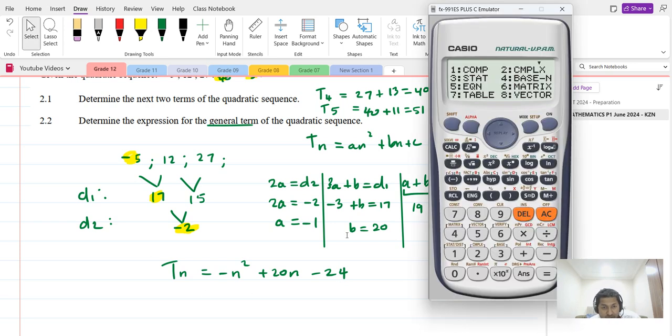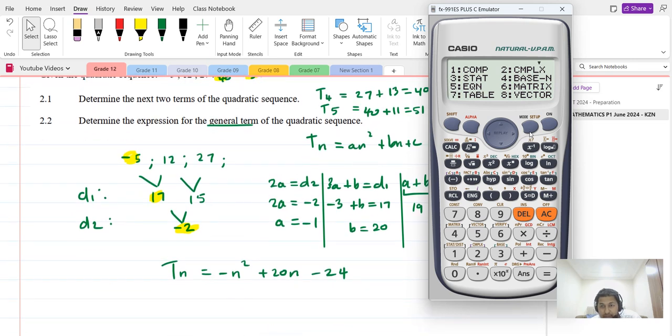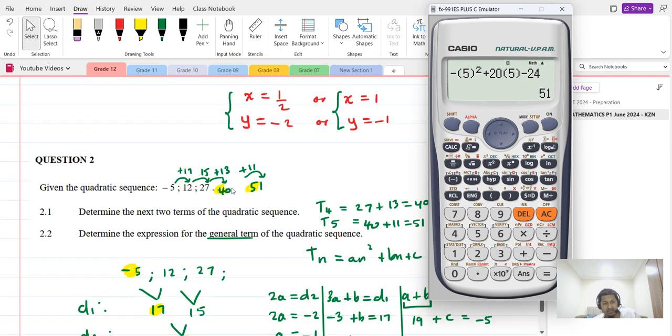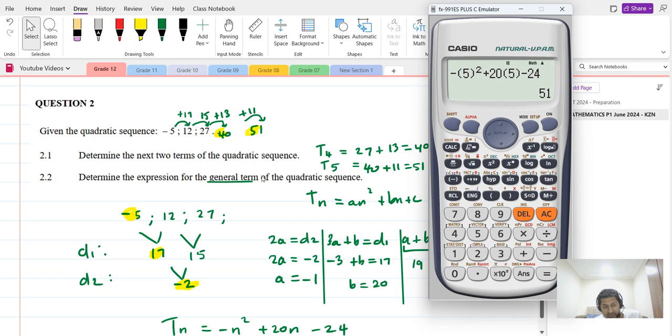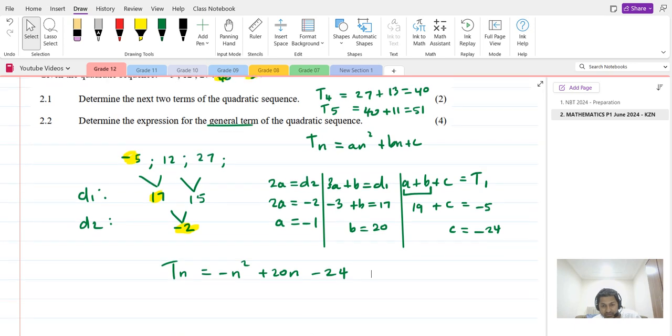Let's substitute 4 inside the general formula and see if we get 40 and 51 for terms 4 and 5. So negative 4 squared plus 20 times 4, minus 24. What I'm getting is 40, perfect. And then make it 5, we should get 51, right? So we know our fourth term and fifth term are correct. I was going to check my two answers using the formula, but lucky we figured it out here. Anyways, let's continue with the next question.